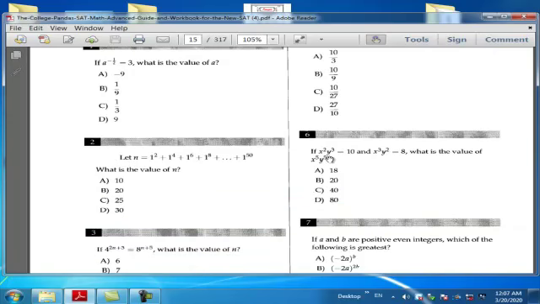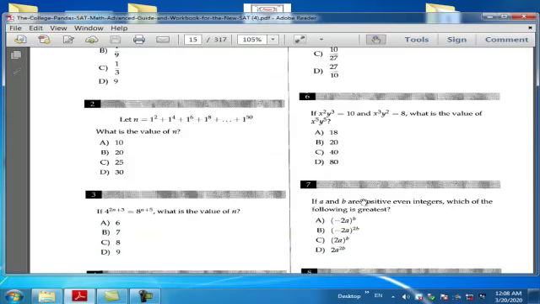And here they are giving us that x squared y cubed equals 10 and x to the power of 3 y squared equals 8. So what is the value of x to the power of 5 y to the power of 5? That came by multiplying both terms, and we are going to add the exponents of them, so it is going to be 10 multiplied by 8, which is going to be 80.